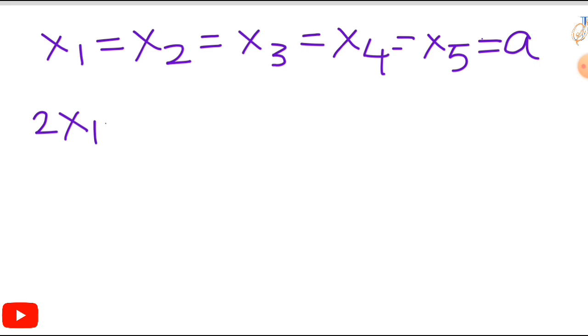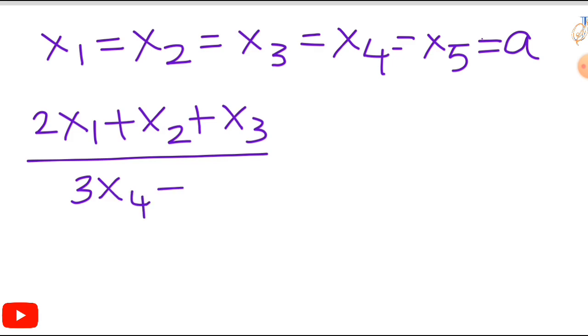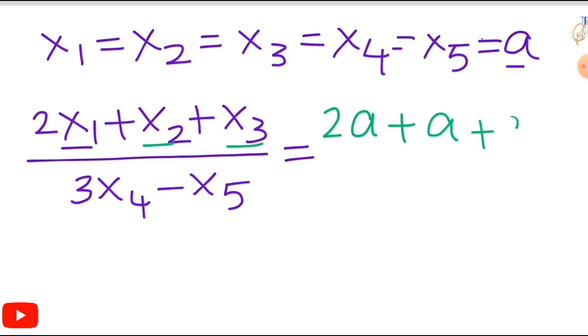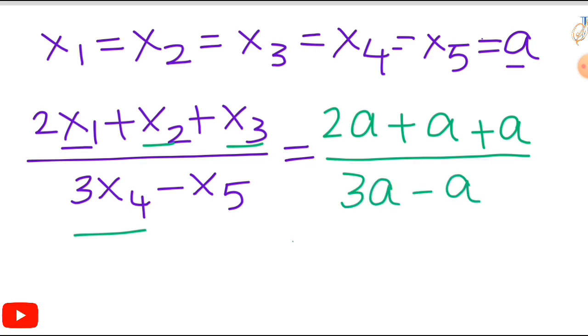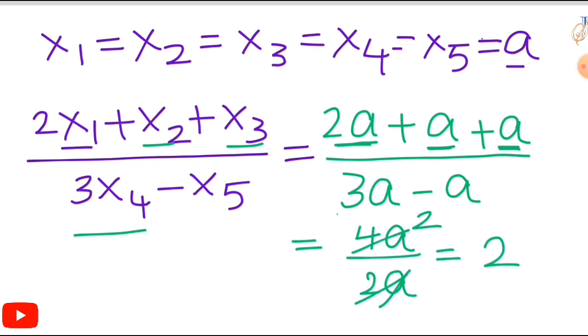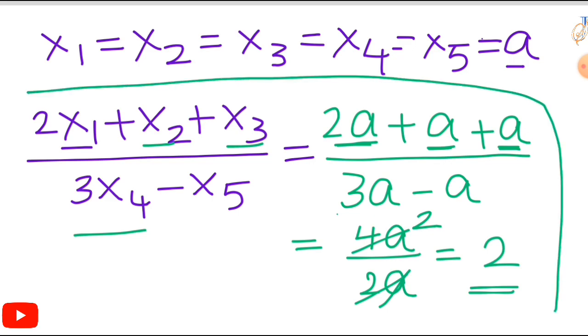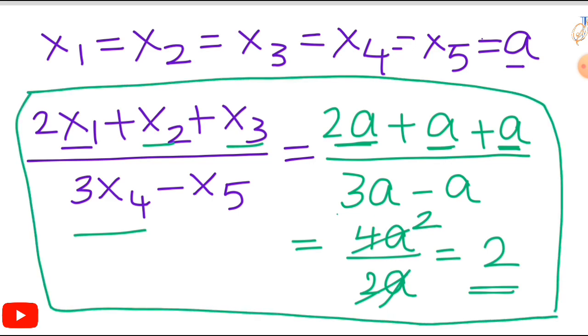What is our question? (2x1 + x2 + x3) divided by (3x4 - x5). So now instead of x1 you can write A. So that is 2A plus, instead of x2 you write A, instead of x3 you write A, divided by, instead of x4 you write A, that is 3A minus A. So these are all like terms. We can add 2A plus A is 3A, 3A plus A is 4A, 4A divided by 3A minus A, which is 2A. So that is equal to 2. So this value is 2. So without using any formula, we solved this question.